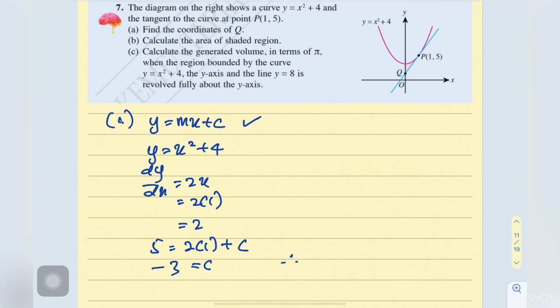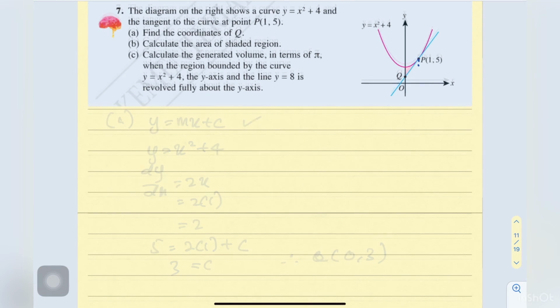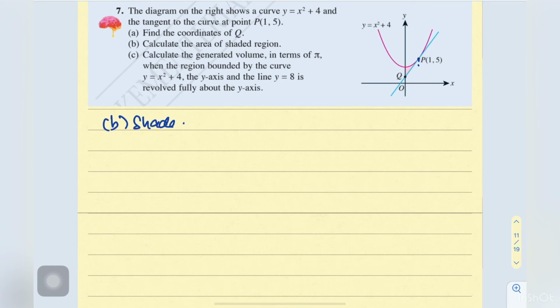So therefore Q is (0, 3). B, calculate the area of the shaded region.